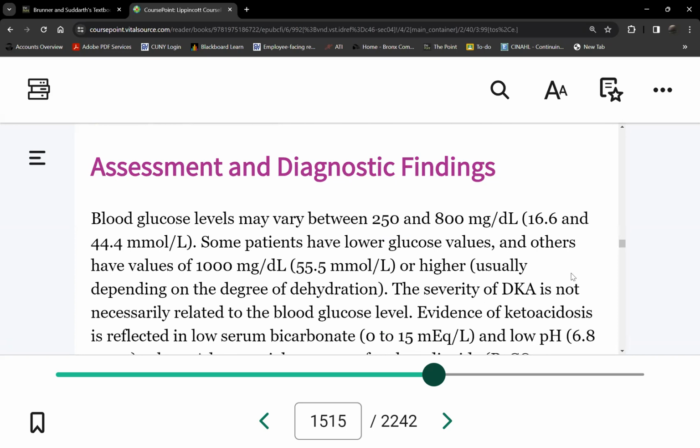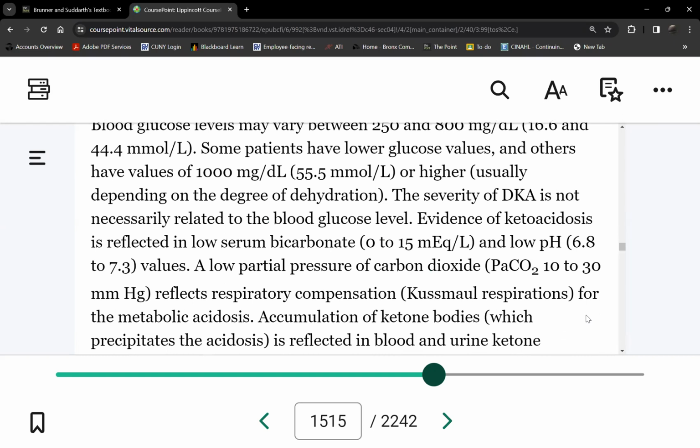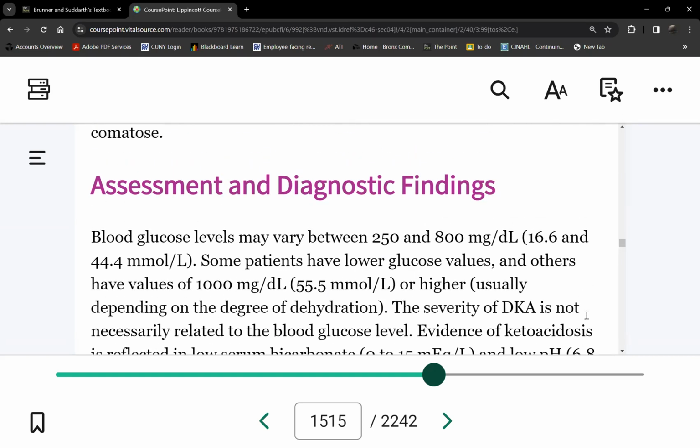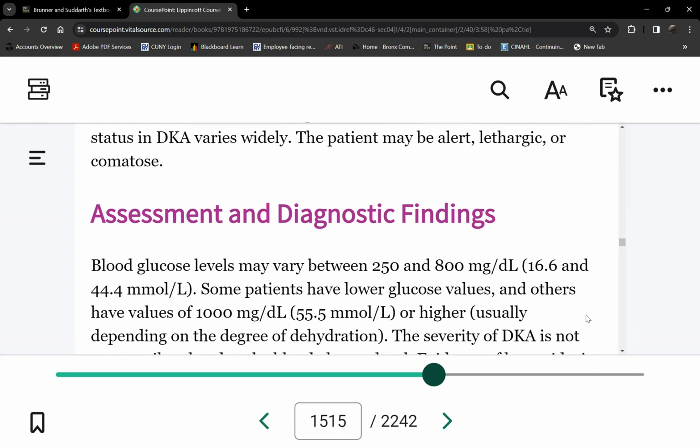So in DKA, sugar starts at 250. You're officially in DKA at 250. However, it doesn't mean it will stay at 250. It depends on how long you went before you got treatment, so it can go higher. I know it says here 800, but there's really no limit. This can reach 1,000. This can reach 1,500. At that point, I don't know if you're alive though, but in DKA, the official diagnosis begins at around 250, for a type 1 diabetic.